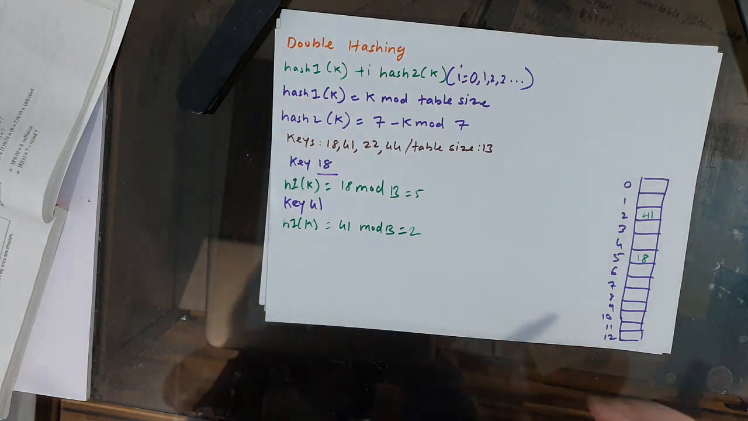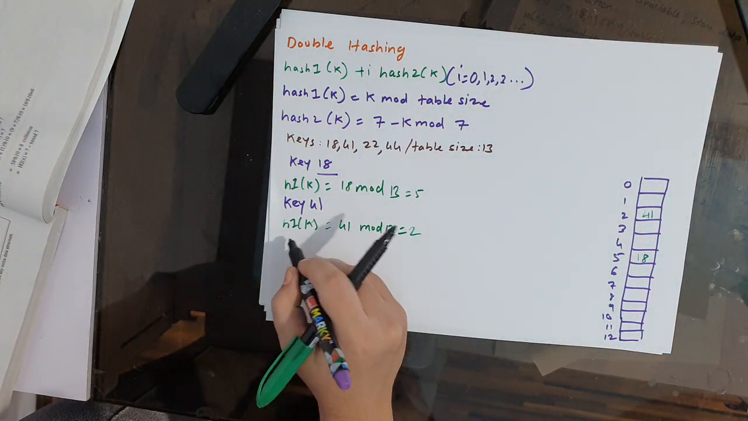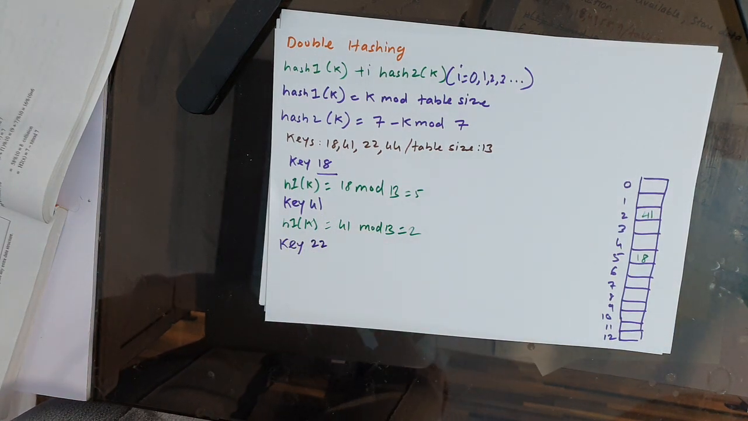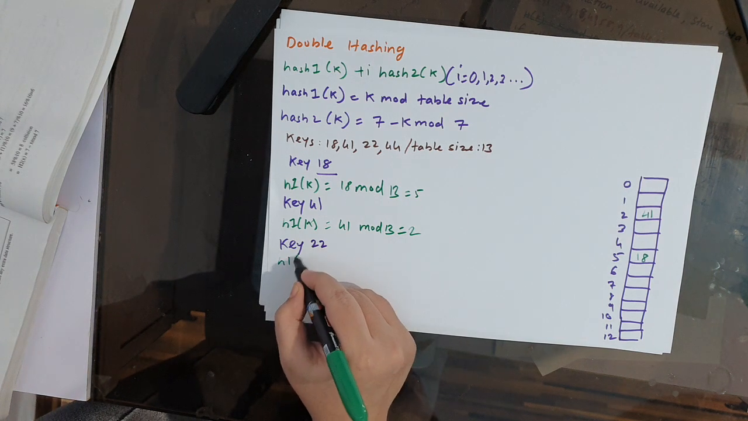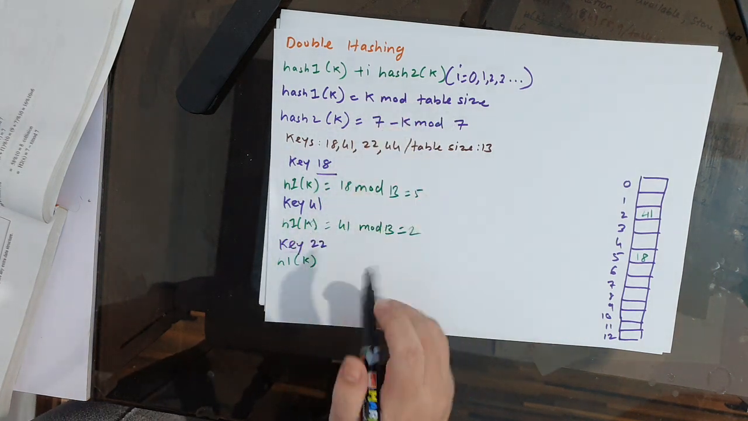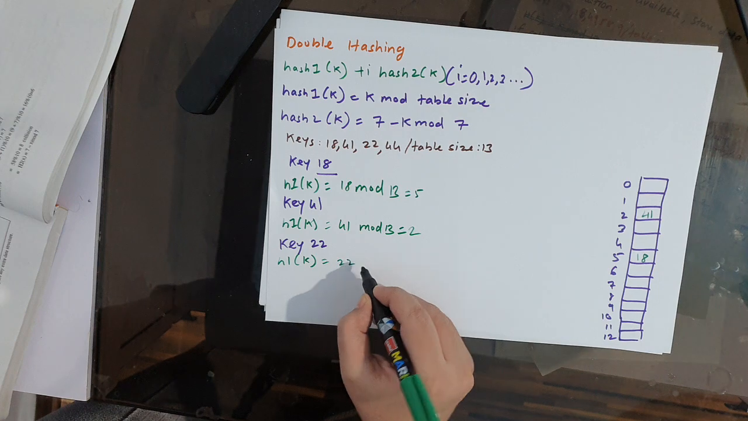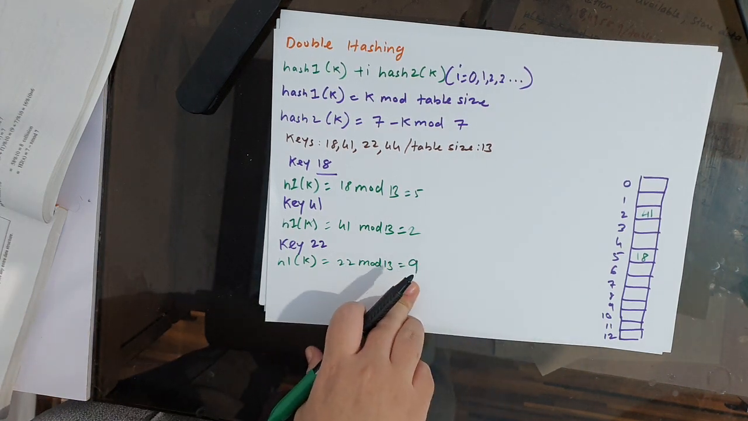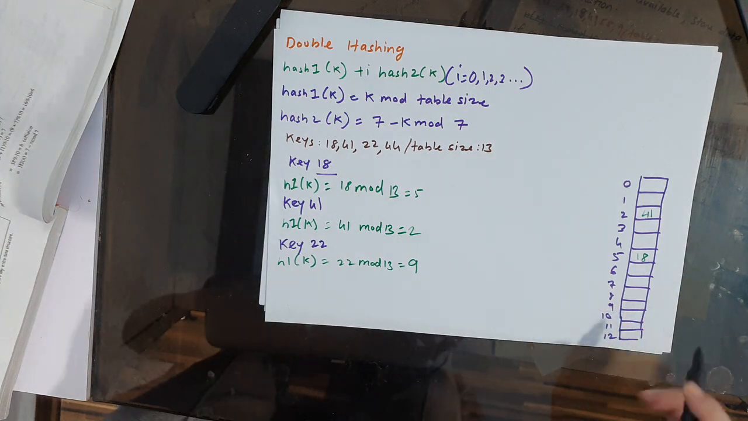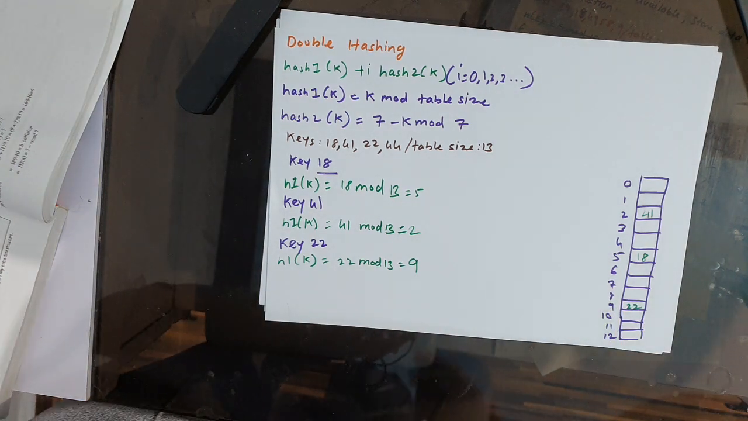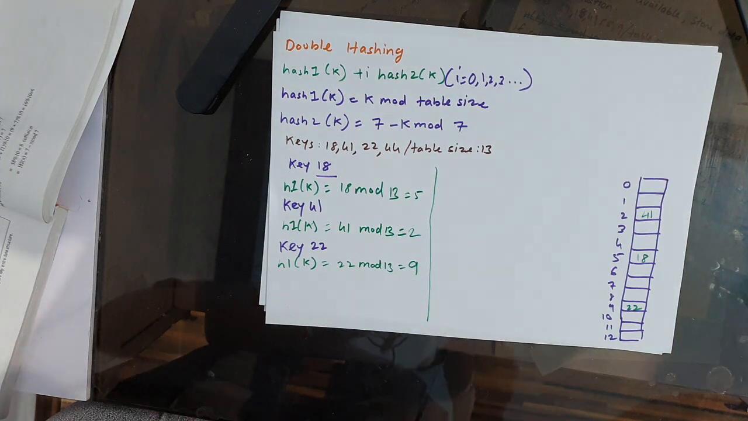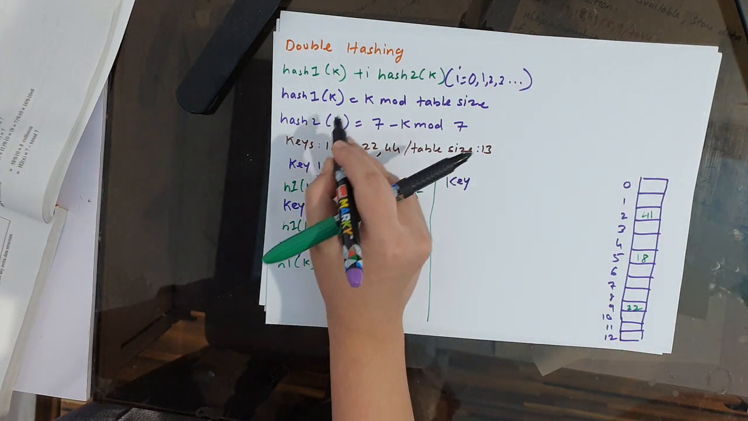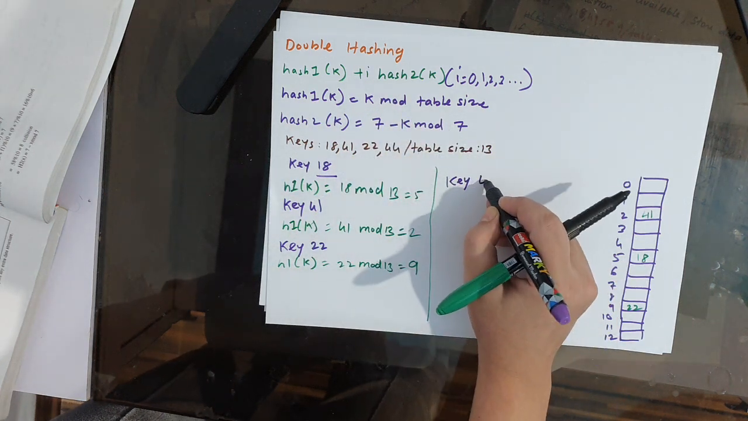After that, the next key is 22. Let's find the answer using the first hash method, hash 1, which is 22 mod 13. The answer for that would be 9. Is 9 available? Yes, it is available. So we'll put 22 in the 9th location. And then we move to the last and final value, our key 44.